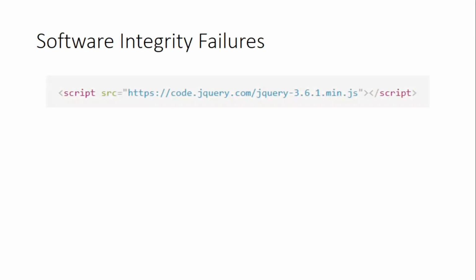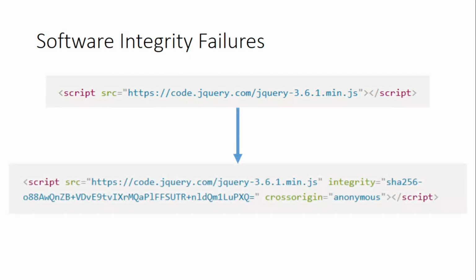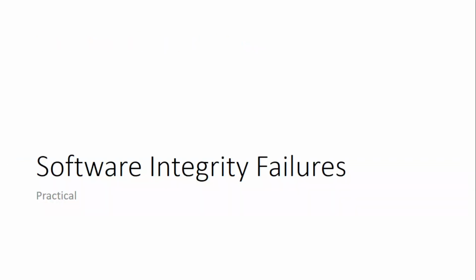So we go from this script to this one. It uses the integrity attribute, which will have the value of the hash for that script, and also uses the crossorigin attribute with the value of anonymous.